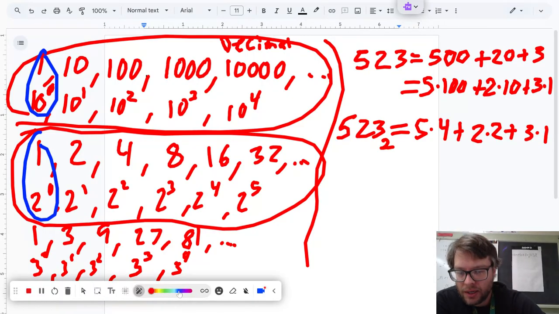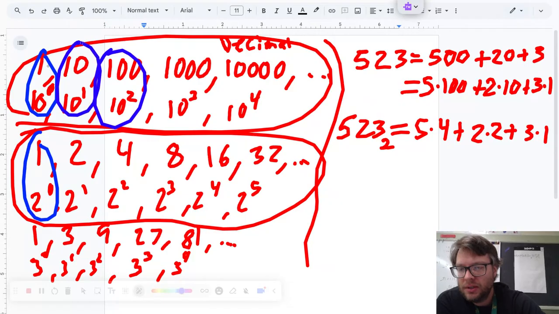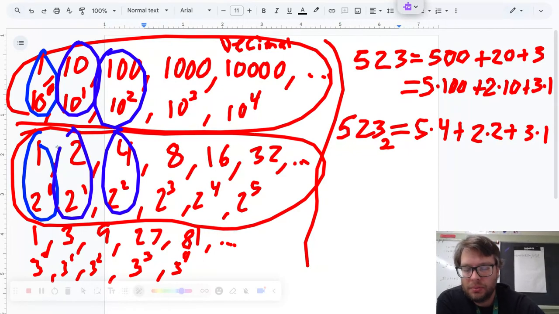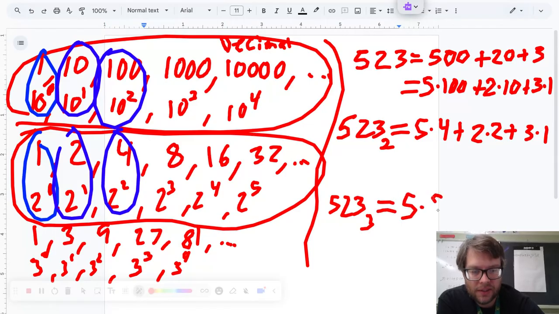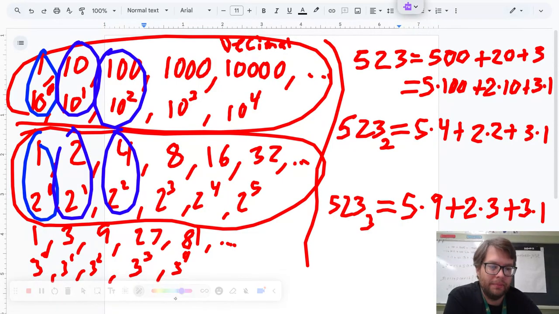The reason is, if you look at your pattern here, when I wrote it in decimal, I used 5 times 100, that's 10 squared, 2 times 10, that's 10 to the first, and then 3 times 1. I'm just doing that same pattern with binary. 2 squared means 4, 2 to the first means 2. If I took that same number and wrote it in base 3, ternary, then I'm going to go 5 times 9 plus 2 times 3 plus 3 times 1. So the same number can be written out with different bases.